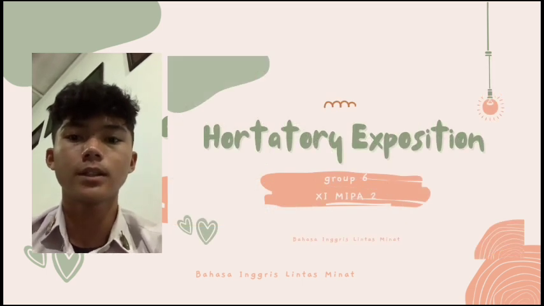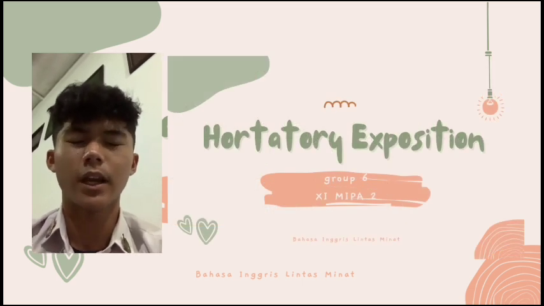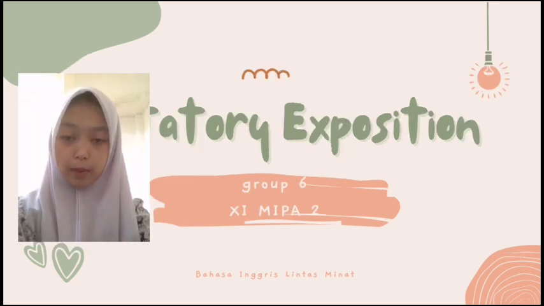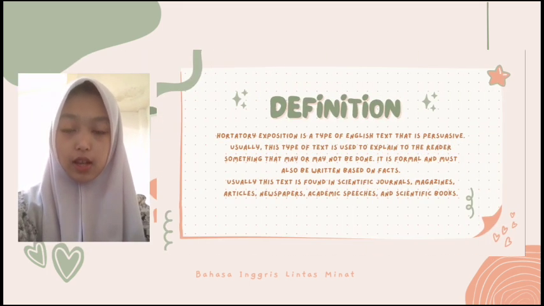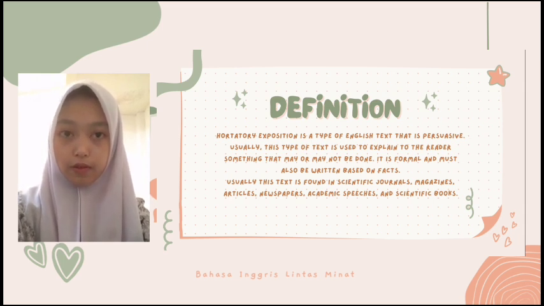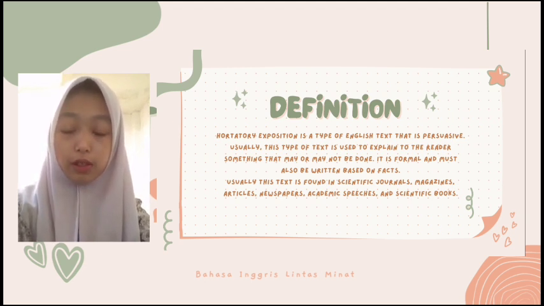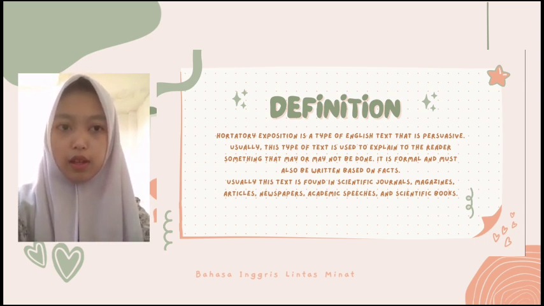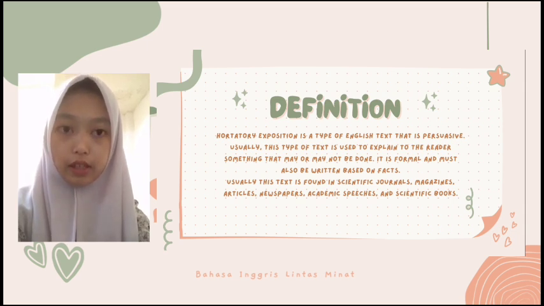Here we will present about Hortatory Exposition. I'm Mipa Ramadhani. The definition: hortatory exposition is a type of English text that is persuasive. Usually, this type of text is used to explain to the reader something that might or may not be done. It is formal and must also be written based on fact.